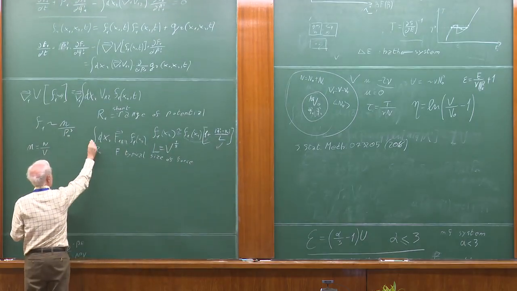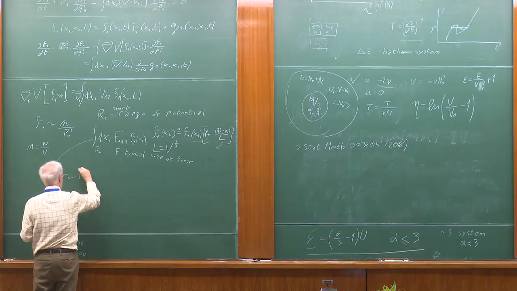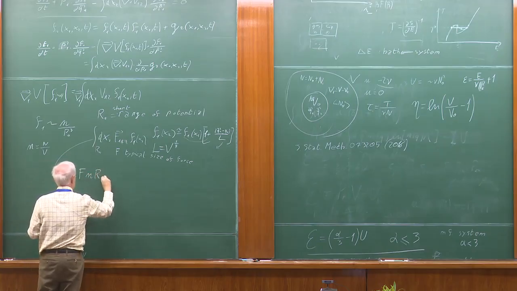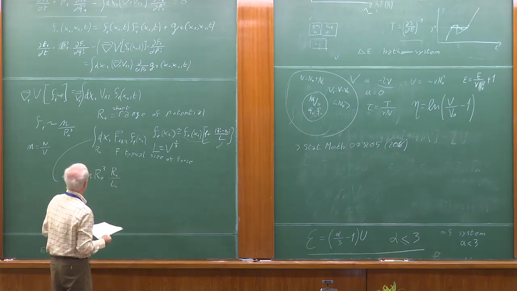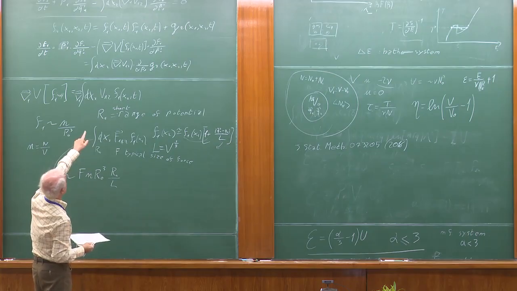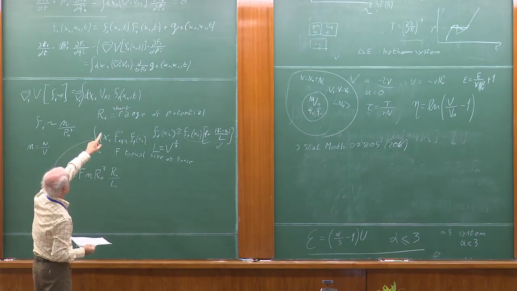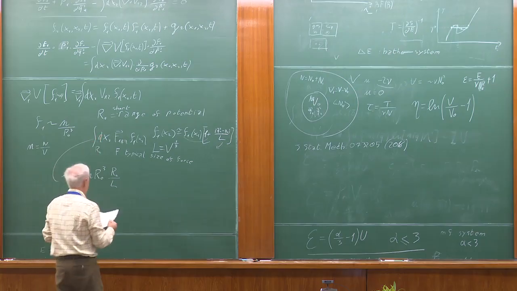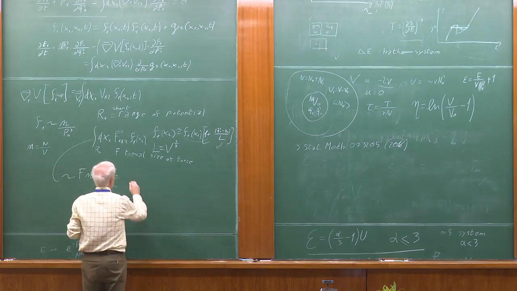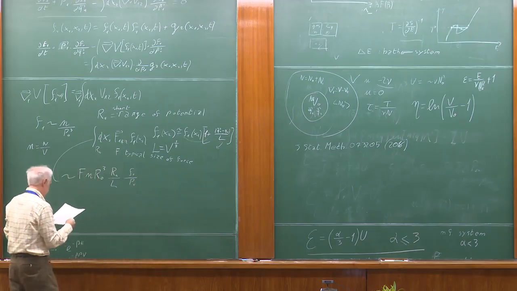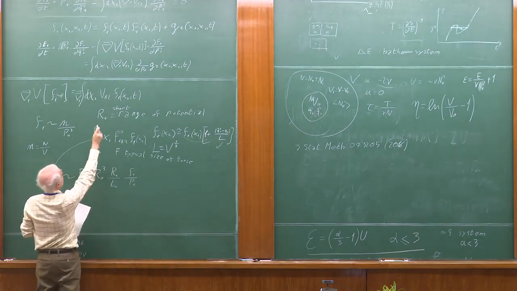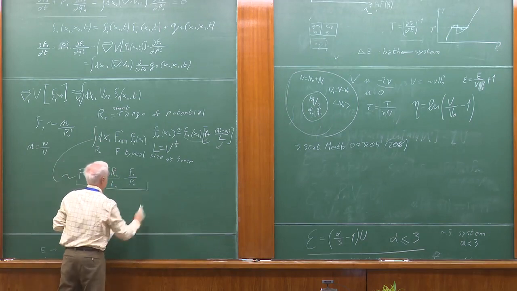I will get this. This will give something like F n and r0 cubed. Then I have to multiply by the momentum gradient of F1, and the momentum gradient of F1 will give me something like F1 over p naught. Okay. So this is the order of magnitude of that part.